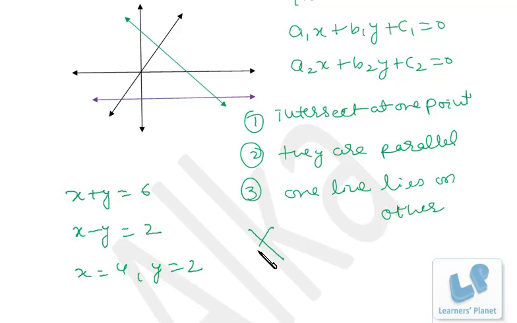So this is the situation. That means the lines are intersecting at the point (4, 2). This point is (4, 2). That means (4, 2) satisfies both this equation and this one.